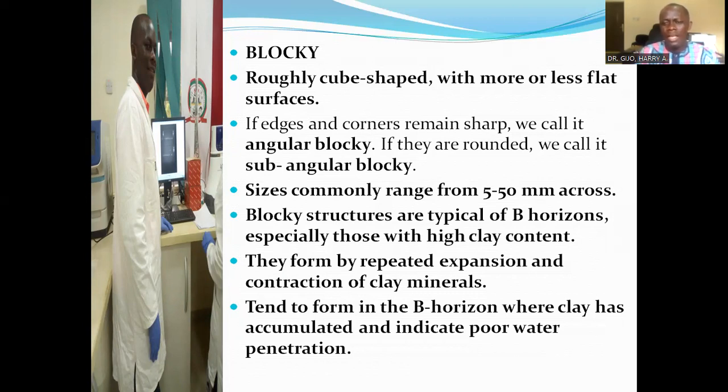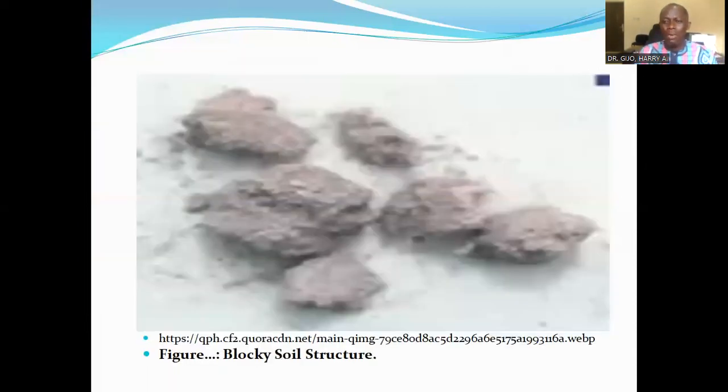Blocky structures are typical of B horizons, especially those that have high clay content. They form by repeated expansion and contraction of clay materials. They tend to form in the B horizon where clay has accumulated, and this indicates that the soil has poor water penetration.